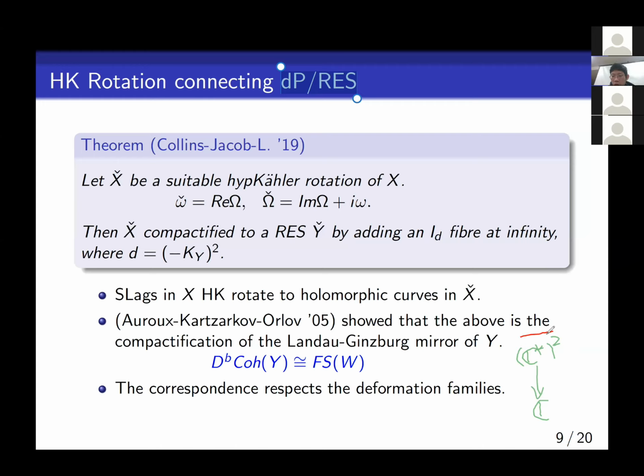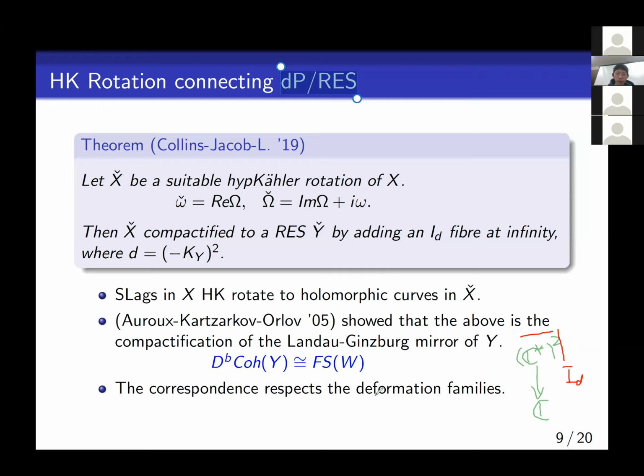One can fiber-wise compactify this map, and then one can add an I_d fiber at infinity. They prove that this gadget is actually topologically a rational surface. And that makes it more like a statement of mirror symmetry, because from the example, let's say in P2, you see that it will really give you the mirror.